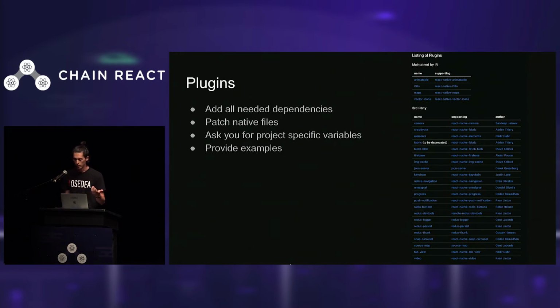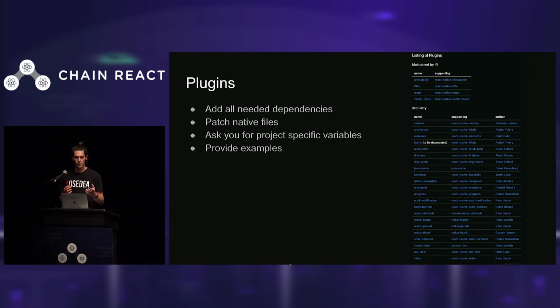How does it do that? The base of Ignite is plugins. So there's a bunch of plugins out there for stuff from animations, icons, maps, and a lot of other ones. And basically what each of these plugins is going to do is add all the needed dependencies, patch the native files, ask you for project-specific variables.